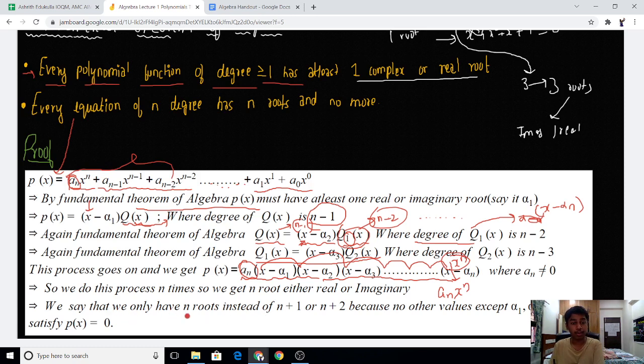We say that we have only n roots instead of n plus 1 or n plus 2, because there are no other values of alpha 1, alpha 2, alpha 3 up to alpha n which satisfies p of x equals to 0.